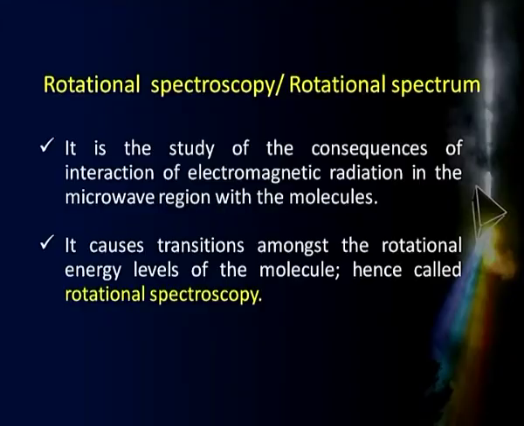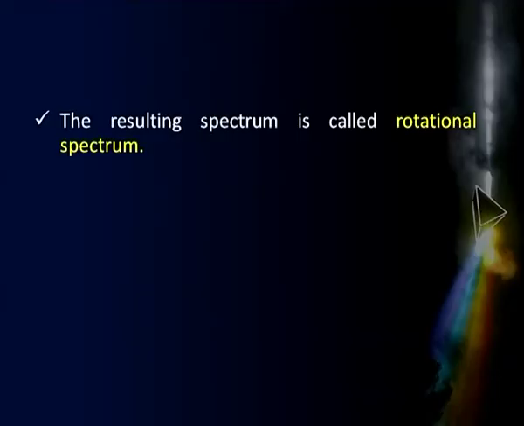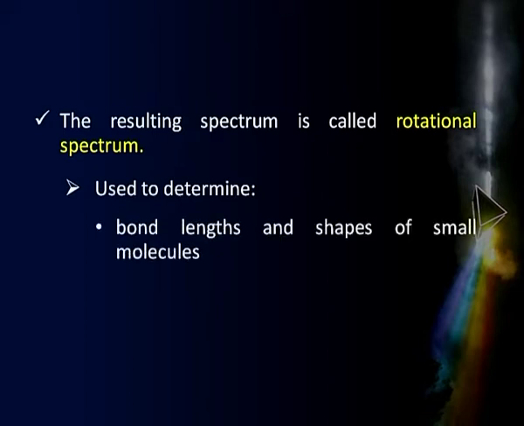This is so because microwave radiations have energy sufficient enough to cause transitions amongst the rotational energy levels of the molecule. That is why it is called rotational spectroscopy. Further, since we are using microwave radiations for the purpose, this is also called microwave spectroscopy. So, the terms are used interchangeably, and typically such a spectrum which comes as a consequence of interaction of microwave radiation and molecules is called a rotational spectrum. And this spectrum is used to determine a variety of things. First of all, it can be used to find out the bond lengths of simple molecules or even the shapes of small molecules.